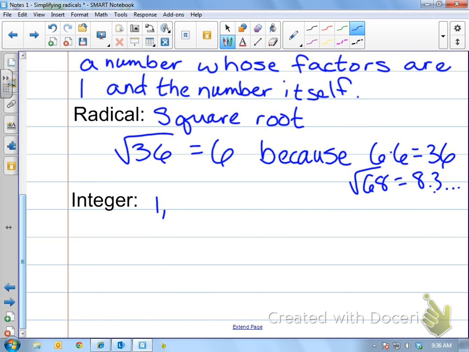1, 2, 3, dot, dot, dot. Okay, but integers include more than just those whole numbers. We could also include 0. 0 is considered an integer, but it's not considered a whole number. And then our negative whole numbers. Those are all considered integers. And I will use that term a lot.